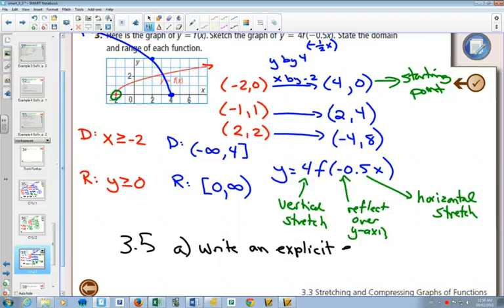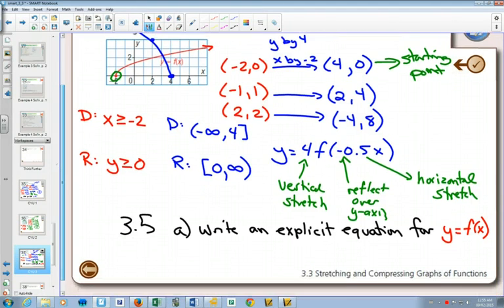an explicit equation for y equals f of x. That'll be part A. We'll do that together. Now, y equals f of x is the original red graph that you have there. Sometimes they will show you a picture like that and say, what is the equation of that red graph? What does f of x equal?